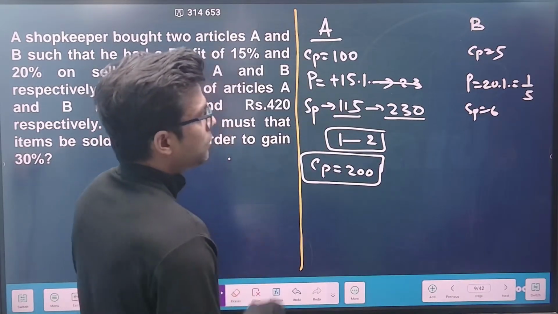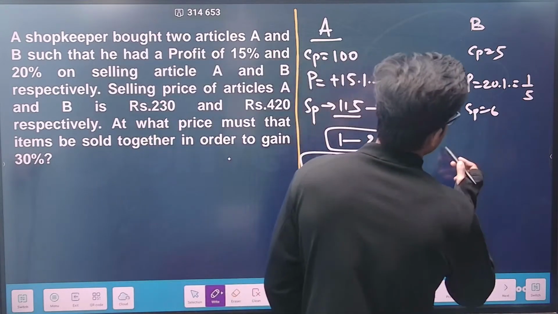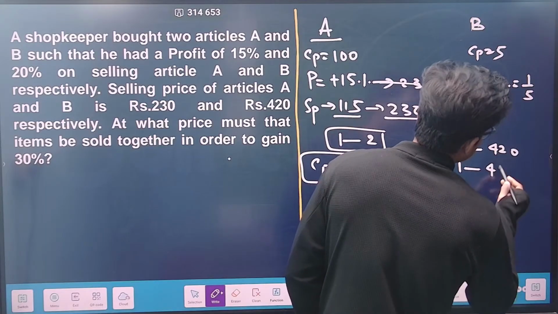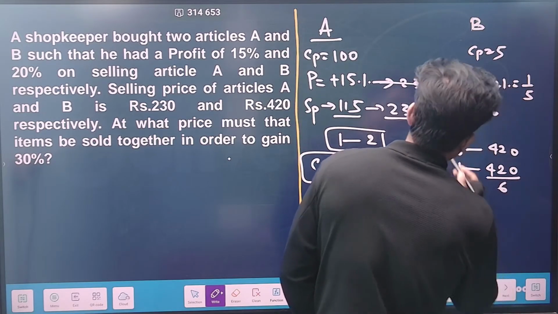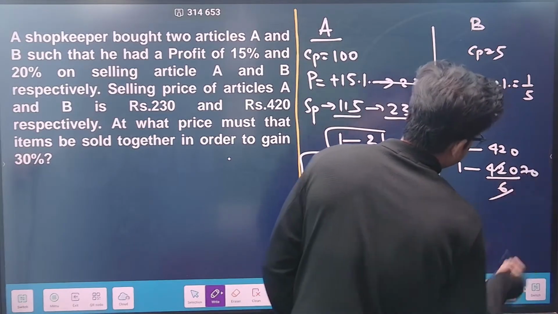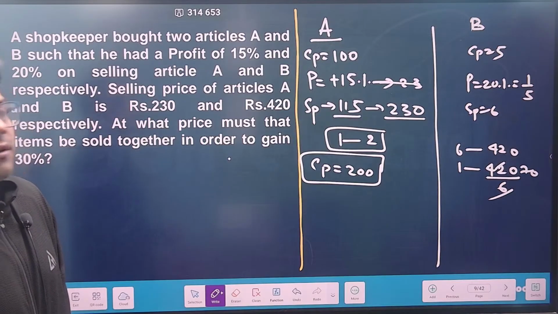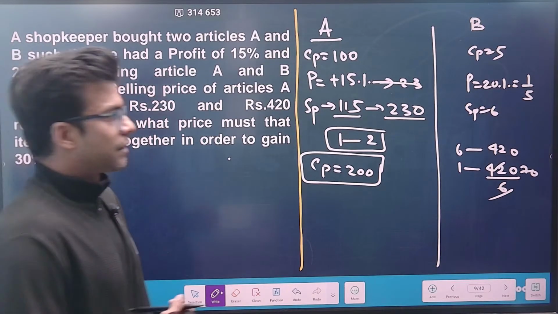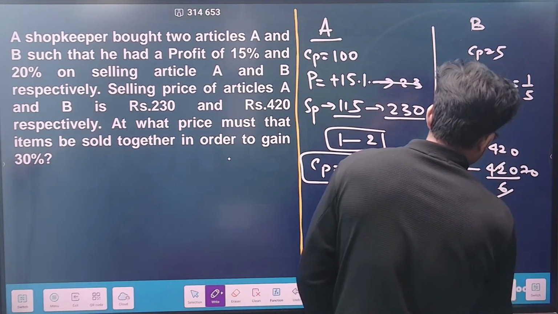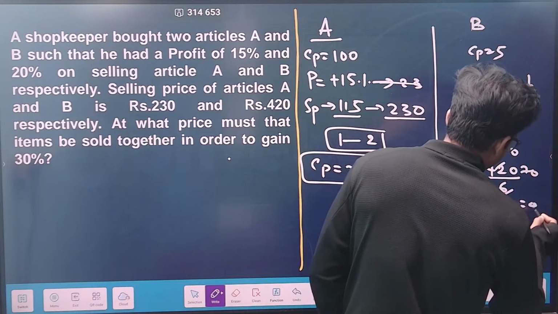And the selling price of article B is 420. So the value of 6 is basically 420. If 6 is 420, then 420 by 6, one value would be how much? 7 sixes are 42, so one value is 70. Then the real cost price would be 5 into 70, and the selling price again 6 into 70, which is 420, correct?